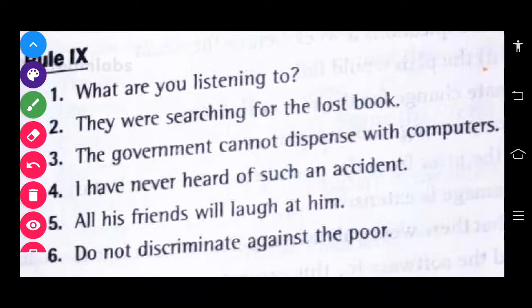It makes you confident, first thing. The more you learn, the more confident you are, right? But okay, try to say the correct second one. Second, they were searching for the last book. Okay, already I have completed that.